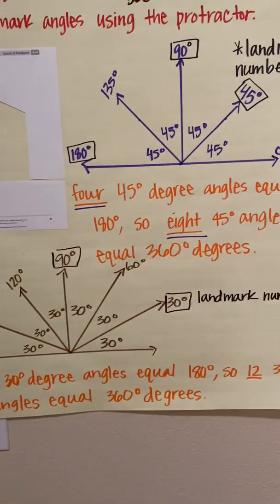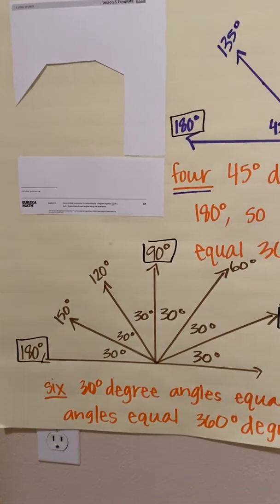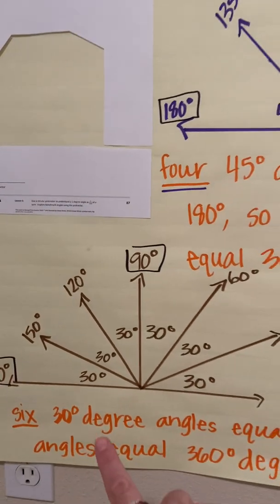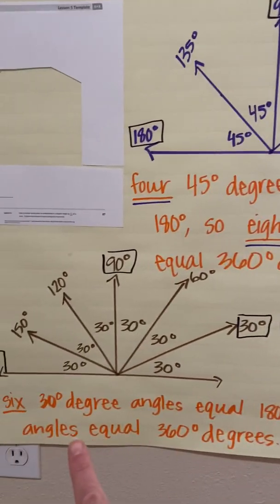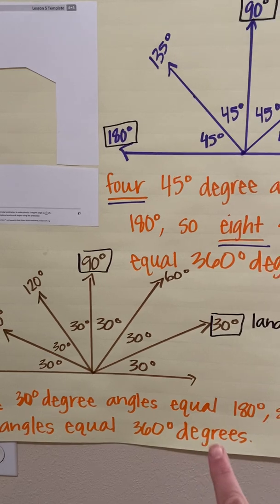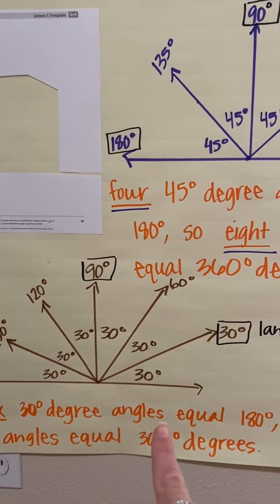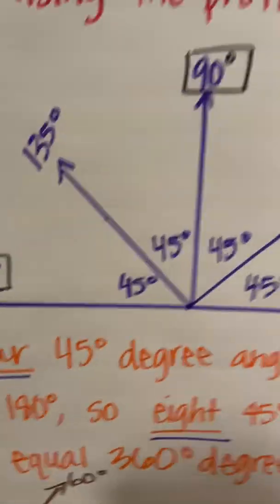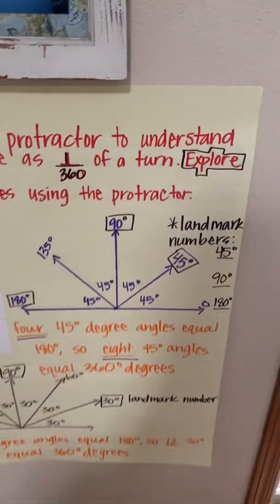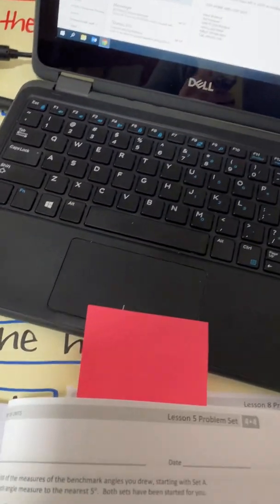You can see between the two, we have some commonalities. 90-degree angles, 180-degree angles. In this one, 6 30-degree angles equal 180. So 12 30-degree angles equal 360 degrees, because I'm going to keep rotating around, adding my 30-degree angles until I get to 360. So that's what you were doing when you were working in your practice book. You were looking for those 90-degree, those benchmark angles, and finding the pattern.